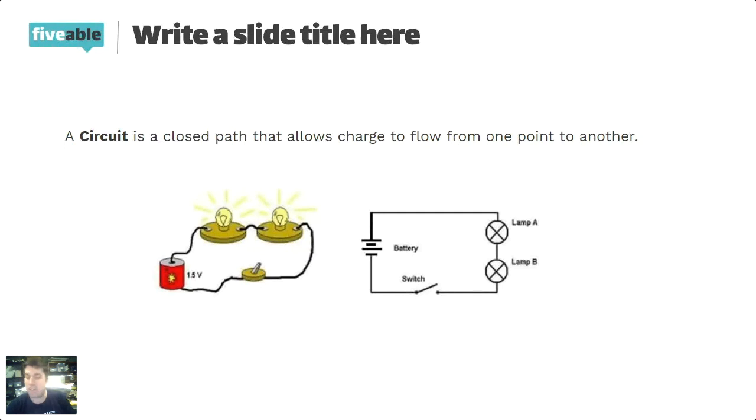For those of you guys who haven't done the Coulomb's law, electrostatics sort of chunk in there, when I say charge, really I'm talking about positive charges like protons or negative charges like electrons flowing from one point to another. Okay? And they've got to be able to flow in a complete loop. If they can't get it in a complete loop, it's not a circuit. It's just 2 points. Okay?